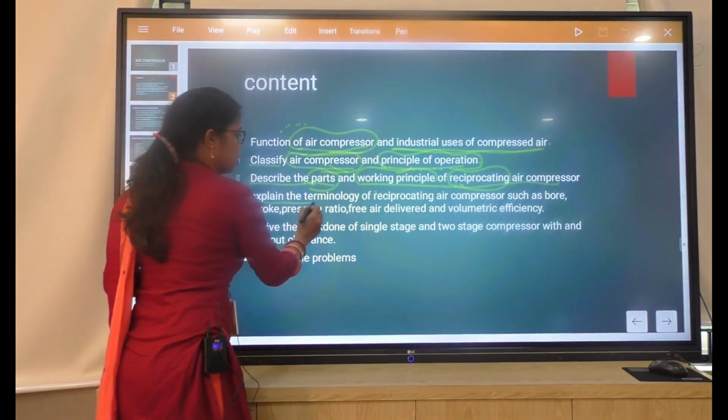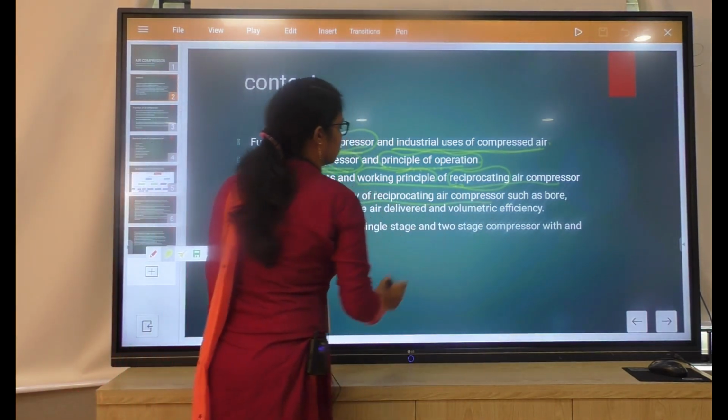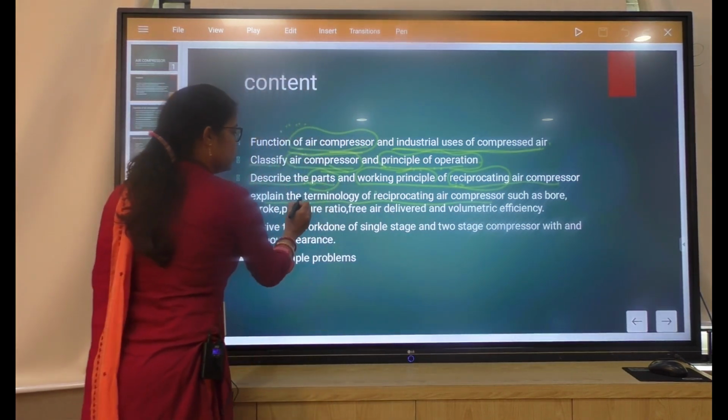Then explain the terminology of reciprocating air compressor. Yes, terminology, what do we mean by terminology?